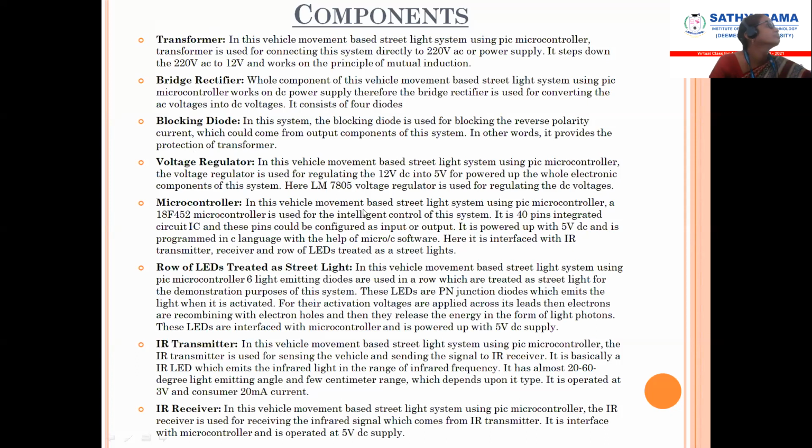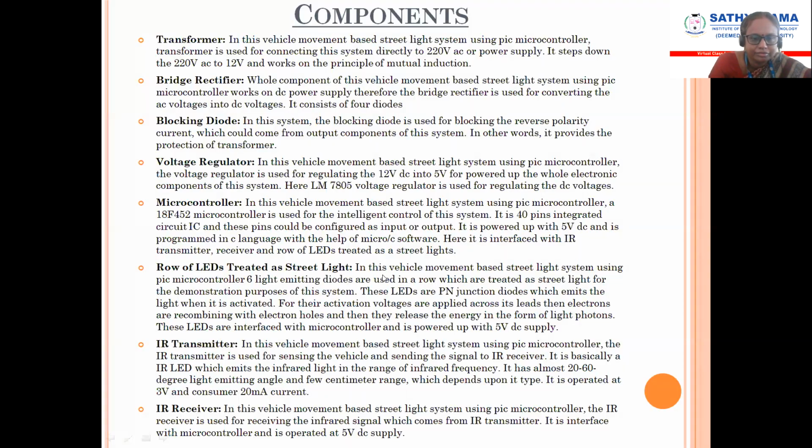The voltage regulator regulates 12 volts DC to 5 volts, which we require for the microcontroller. And the microcontroller we are using is the PIC 18F452 microcontroller, which has 40 pins and is powered by a 5 volt DC supply, and it is connected to the infrared receiver and transmitter and the LED lights.